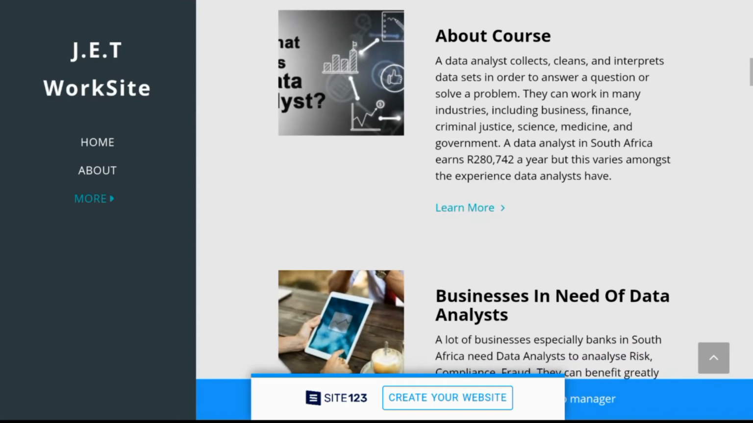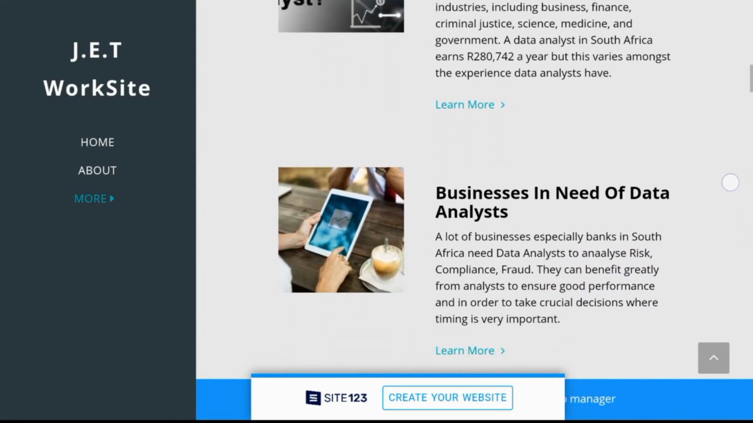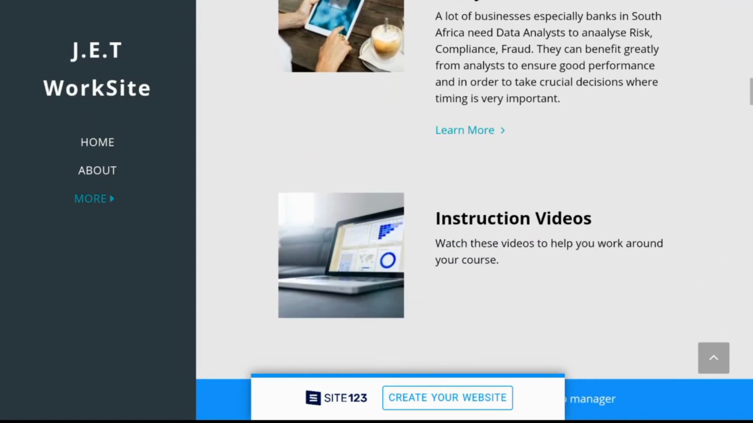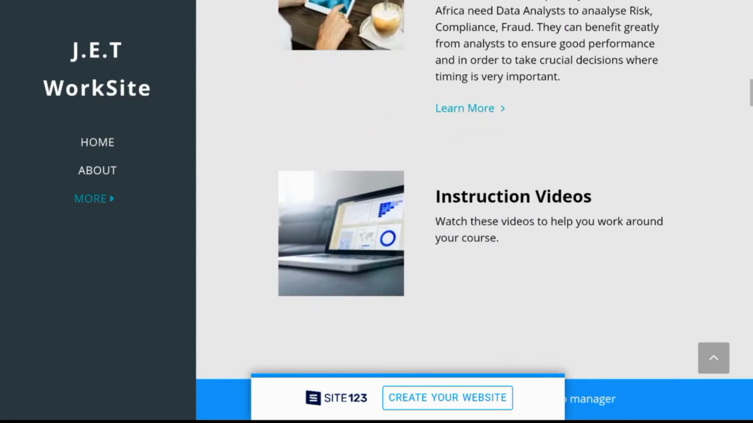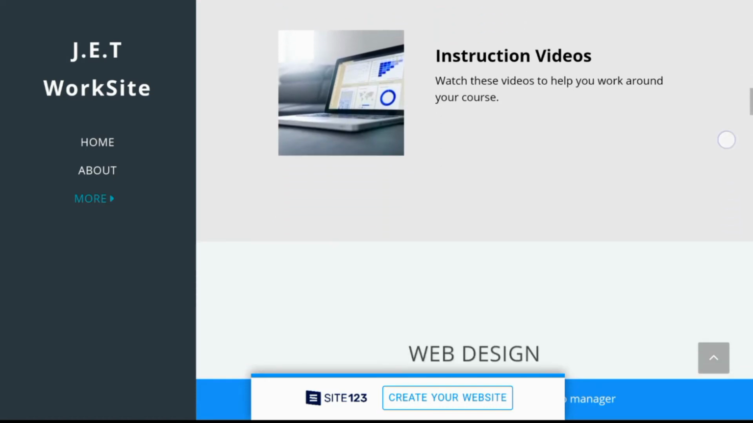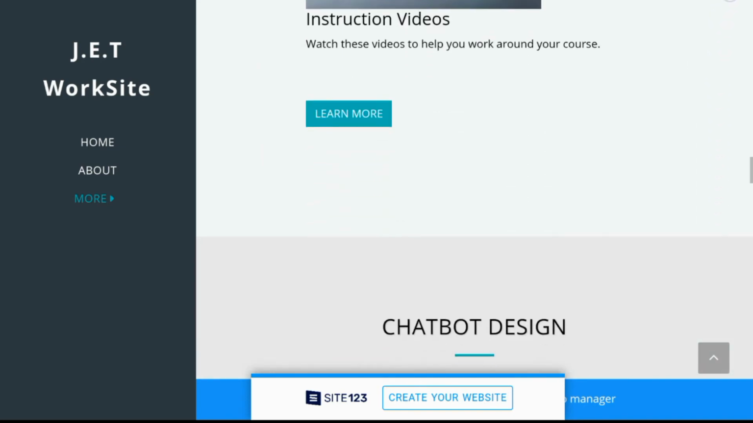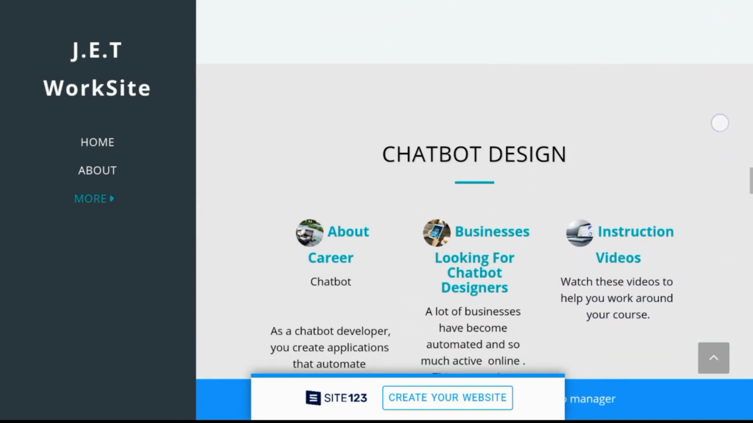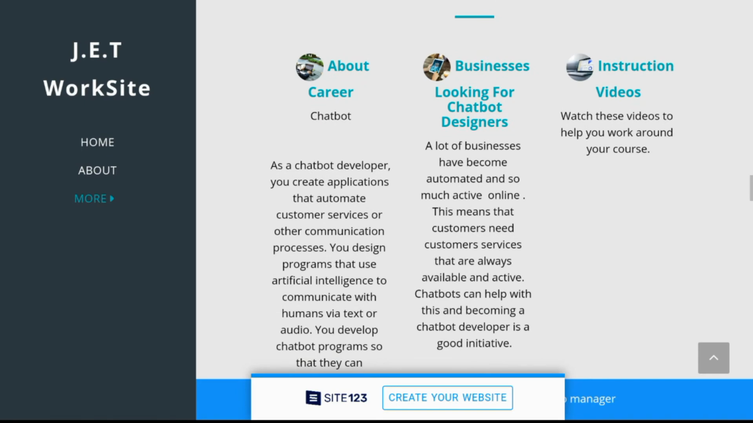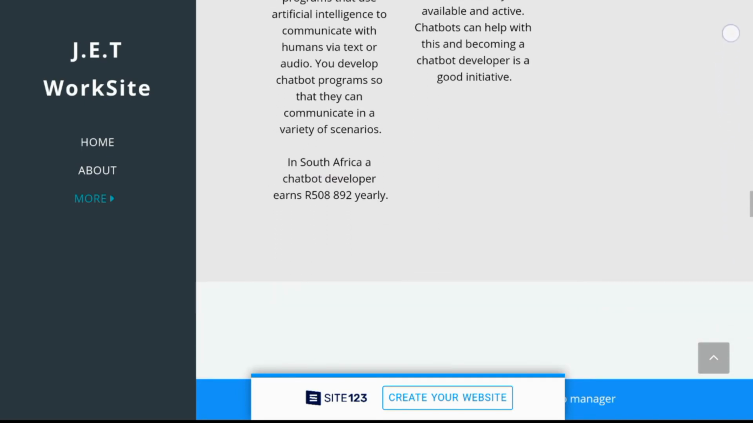Keep scrolling and you see Businesses in Need of Data Analyst, which is where we get you employed after receiving your course certificate. Instruction videos, that is where you find instructions and guidelines of that specific course. Keep scrolling to find more courses you might be interested in. You might find that the chatbot design layout is different, but it still operates like all the other course sites.